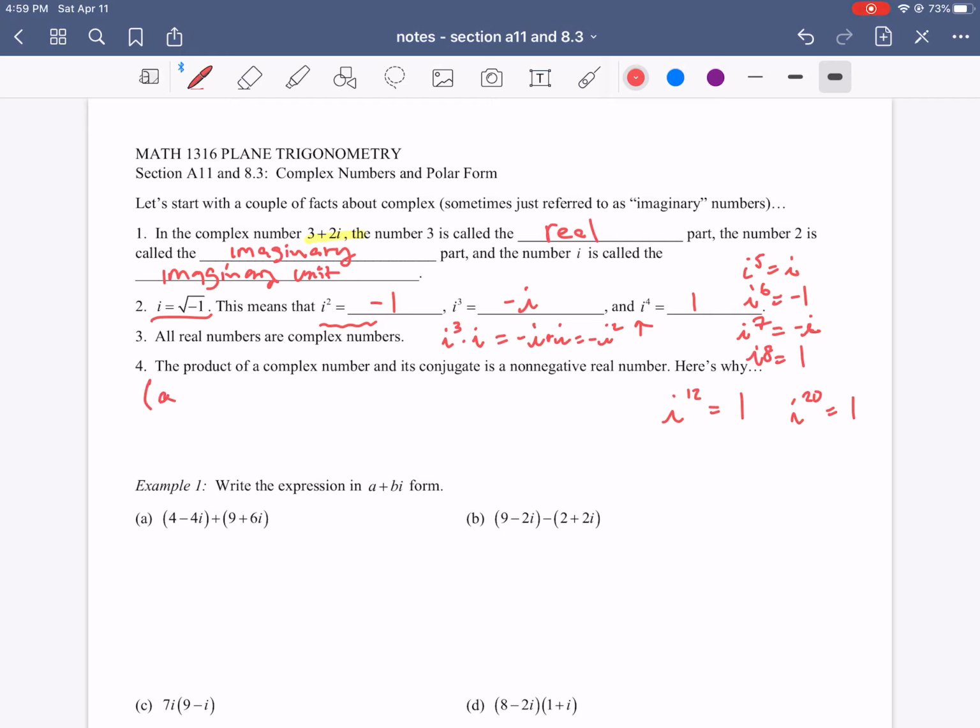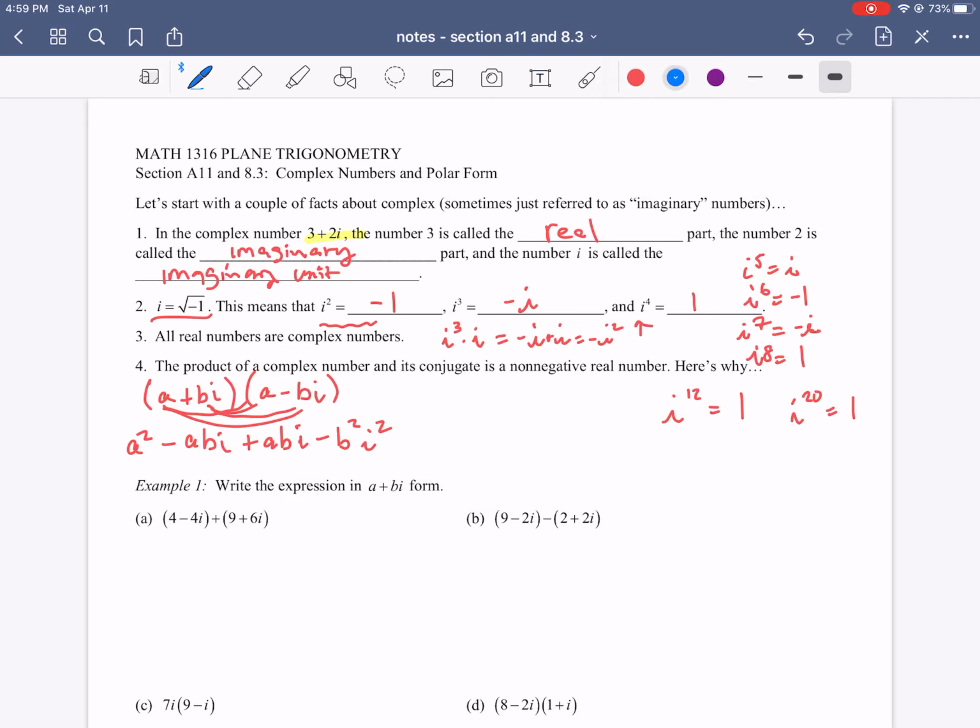If I take any complex number, a plus bi, and I multiply it by its conjugate, which in this case would be a minus bi, let's see what the result is. So if I take a times a, then that's going to give me a squared. a times -bi is going to be -abi. bi times a is the same thing, just positive, and so you can see those two terms are going to cancel out. And then bi times -bi is going to be -b squared times i squared.